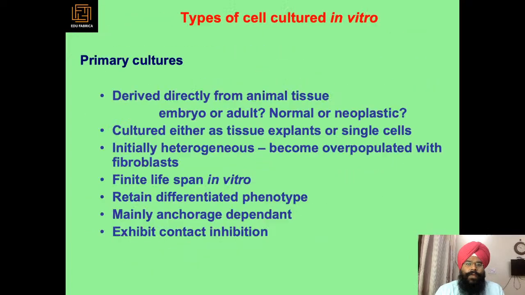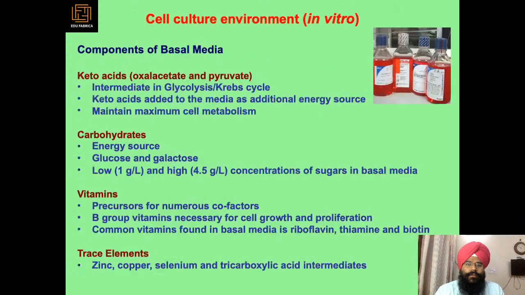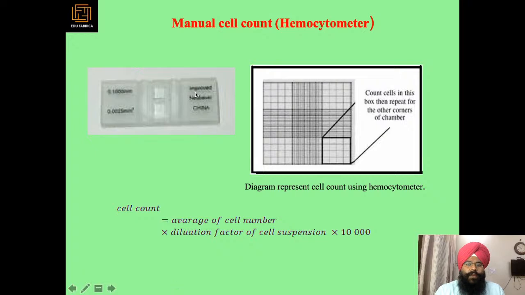So that was about passaging. Then if you are done with the passaging, you do the cryopreservation, in which you resuspend the cells in the serum containing media, centrifuge, aspirate the supernatant, then mix them in the 10% DMSO in FCS solution. Then transfer to the cryovial, freeze at minus 80 degrees Celsius, and transfer to the liquid nitrogen storage tank.